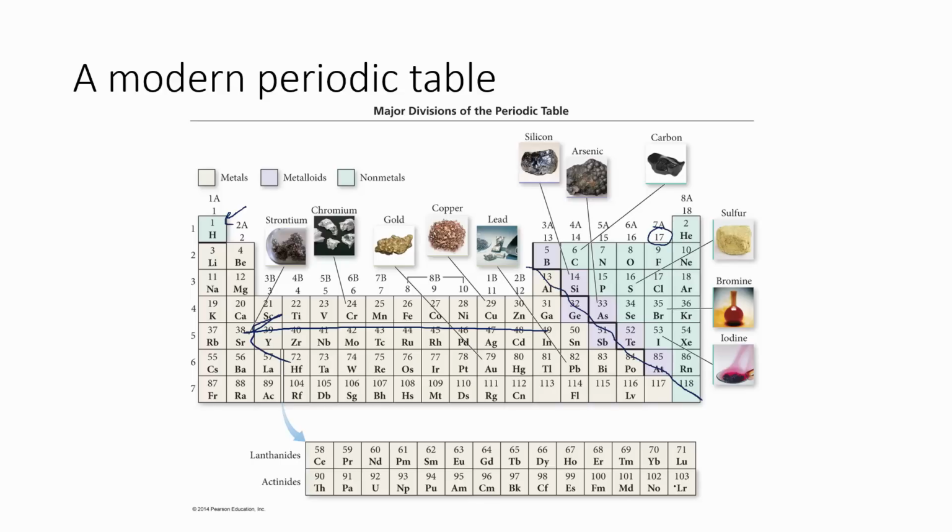Down here we have the lanthanides and the actinides, and these are actually metallic in character as well, although a lot of these are radioactive, so we're not going to be running into very many of those in the introductory chemistry lab.